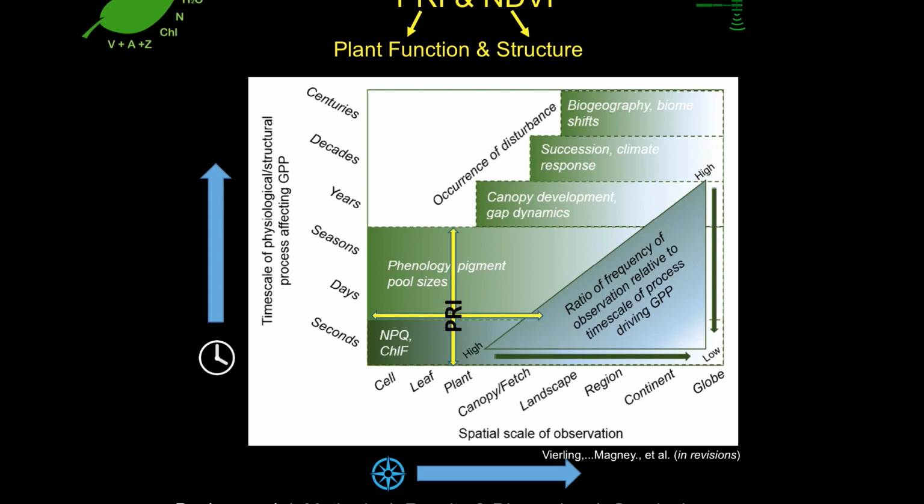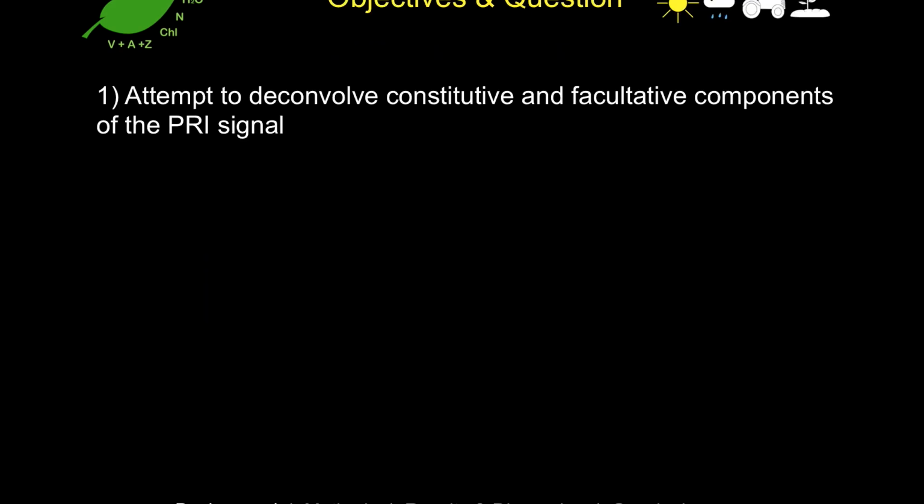So the PRI has been traditionally used as a measurement to get at changes that are happening at these finer time steps, at these smaller time scales or spatial scales, whereas NDVI has been used globally, but also at the leaf scale, and looking at changes throughout days to years in plant development.